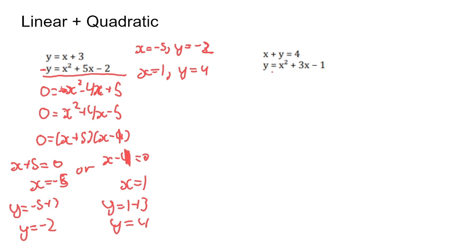Now I'll show you how to do them by substitution. Here we know what the y is, so we'll substitute the y here with x squared plus 3x minus 1. X plus x squared plus 3x minus 1 equals 4. We add the x's together, and we subtract the 4 to get x squared plus 4x. And then minus 1 minus 4 is minus 5, that equals 0.